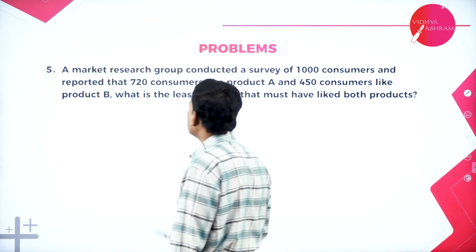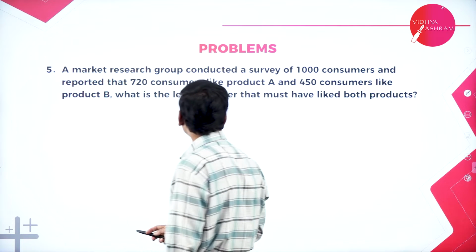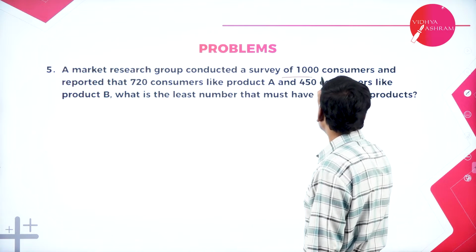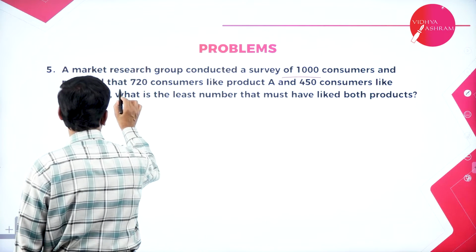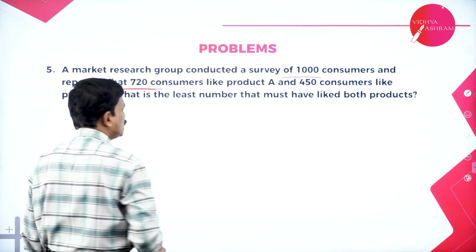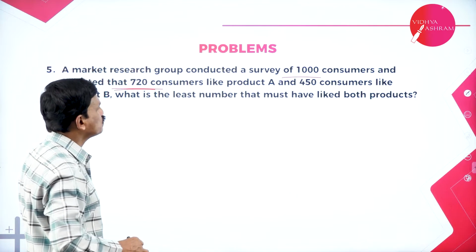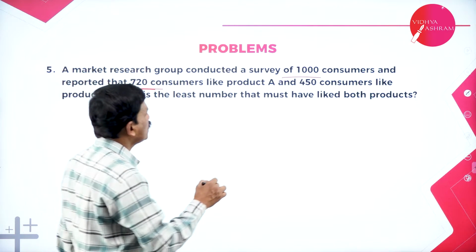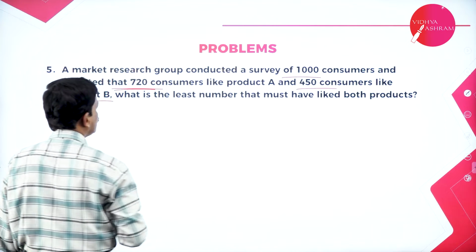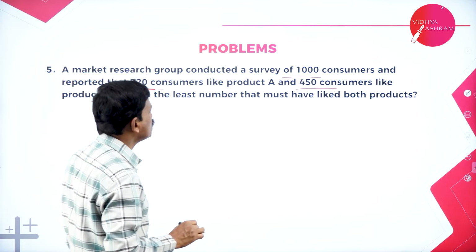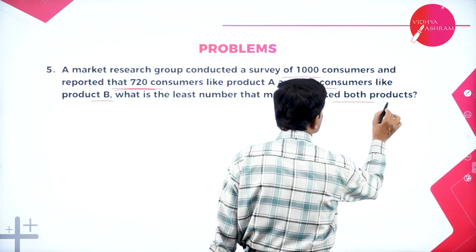Now let us come to the next problem. A market research group conducted a survey of 1000 consumers and reported that 720 consumers like product A and 450 consumers like product B. What is the least number that must like both the products?